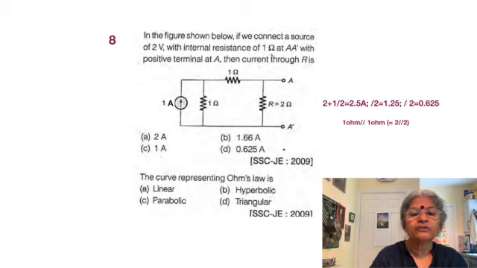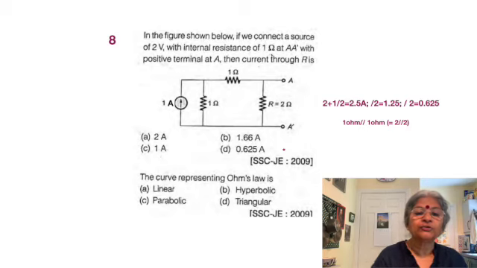And in the figure shown below, we connect a source of 2 volts. So now we are going to add more to the picture: a 2 volt source with internal resistance of 1 ohm. So 2 volt and 1 ohm is going to be added. You have to imagine that without drawing, with positive terminal at A, then what is the current through R?